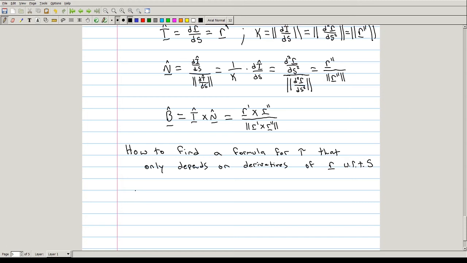Recall that the S derivative of the unit tangent vector is equal to the curvature times this unit normal vector. So if we take the second derivative of this expression, or the S derivative of this expression right here, which is the second derivative of the unit tangent vector with respect to arc length, that means that the second derivative of the unit tangent vector with respect to arc length along the curve is going to be the derivative of kappa times n hat.